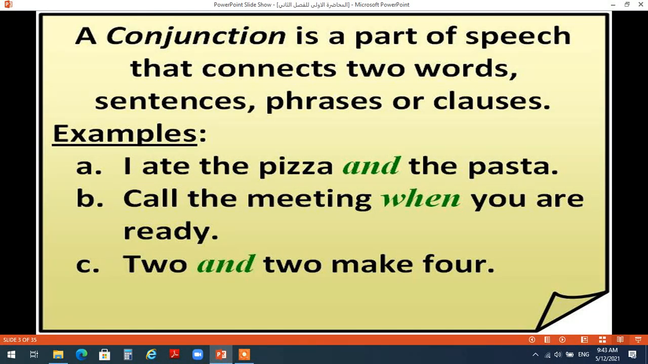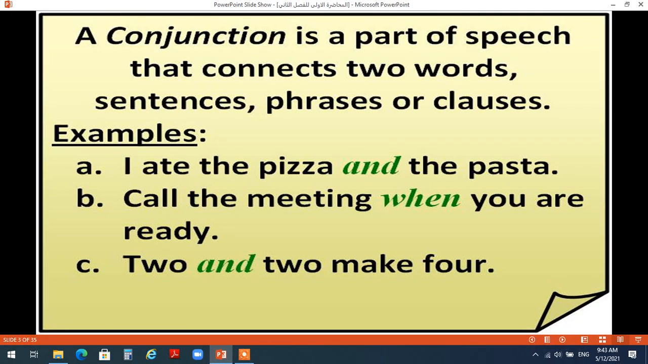In the second example, call the meeting when you are ready. Here we have used the conjunction when to connect these two clauses. The first clause is call the meeting and the second clause is you are ready.